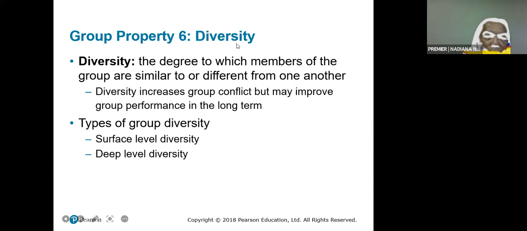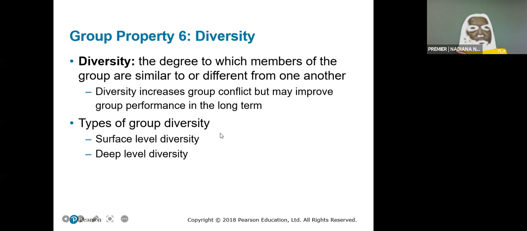Group property 6, diversity. The degree to which members of the group are similar to or different from one another. That is diversity, the degree of the differences. Diversity increases group conflict but may improve group performance in the long term. Types of group diversity are surface-level diversity or deep-level diversity.